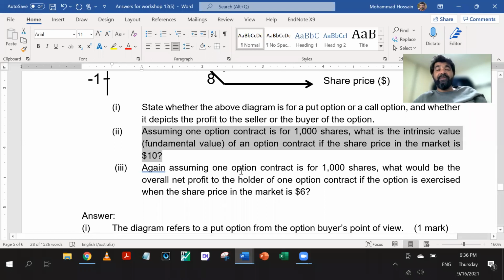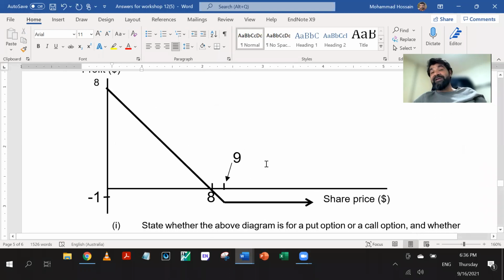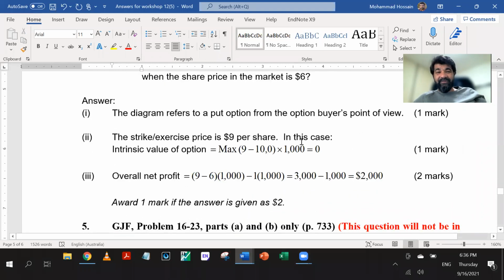Again, assuming one option contract is 1,000 shares, what would be the overall net profit to the holder of one option contract if the option is exercised when the share market value is $6? Market value is $6. You can sell it at $9 now, so $3 will be your profit. So $3 profit for one share, and for 1,000 shares $3,000 will be your profit. Very simple.